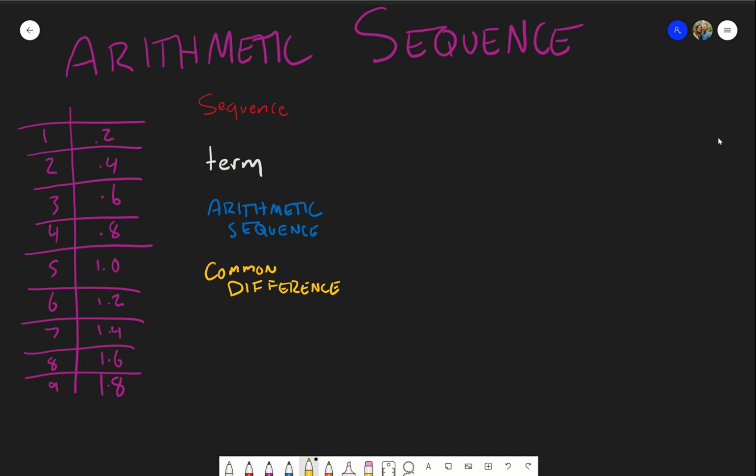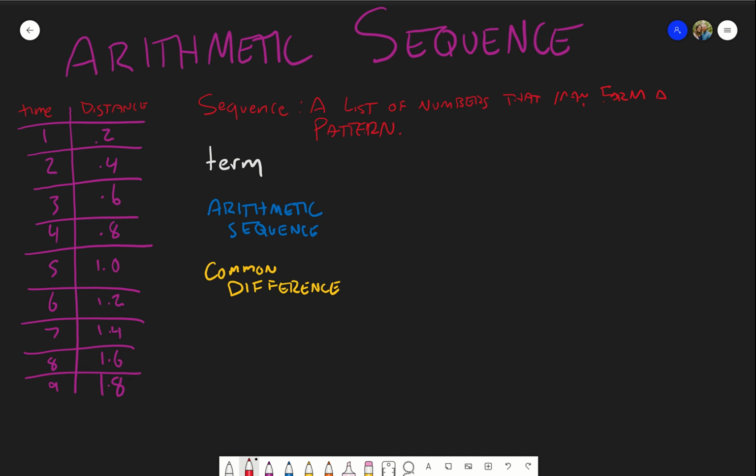All right, so when we see a list or a pattern of things, like this one, specifically time and distance, as we see, these two are related. This is a sequence, and a sequence is a list of numbers that may form a pattern.